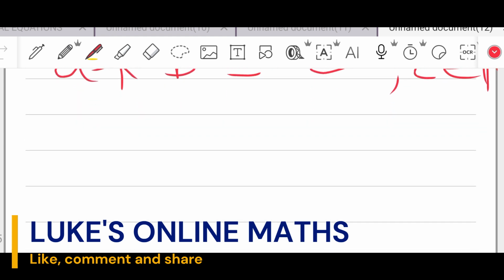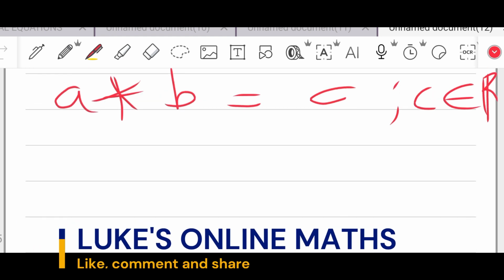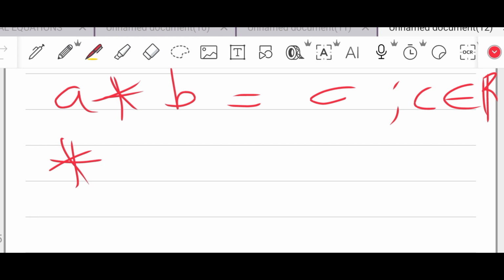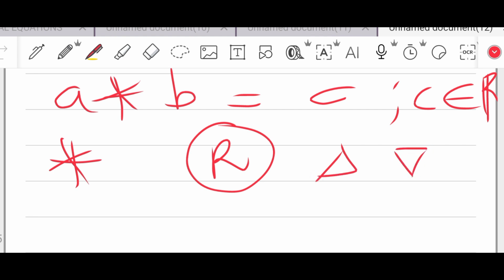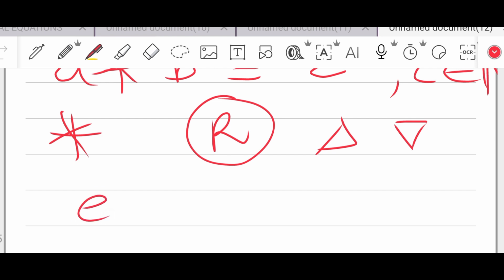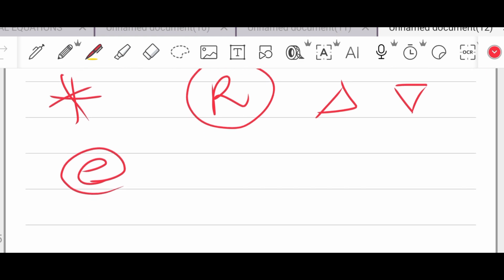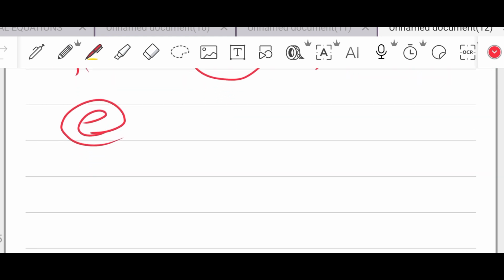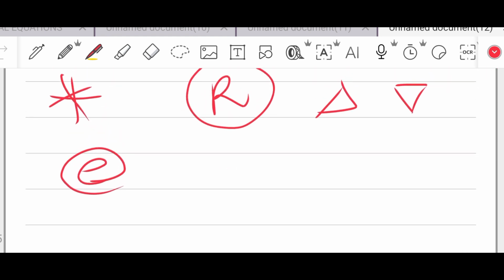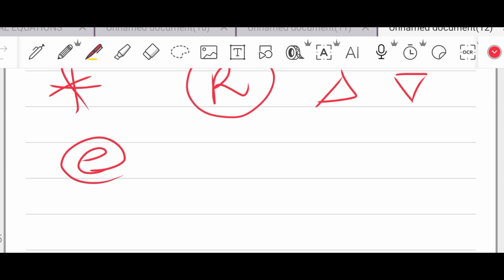In binary operation, the commonest operation signs that are used are these. You can have the star, you can have the R, you can have this way, you can also have this way. Actually, these operation signs are not exhaustive. You can have so many examples. Before you can carry out an operation in the binary system, every operation that is given has a rule which explains how the operation should be carried out.